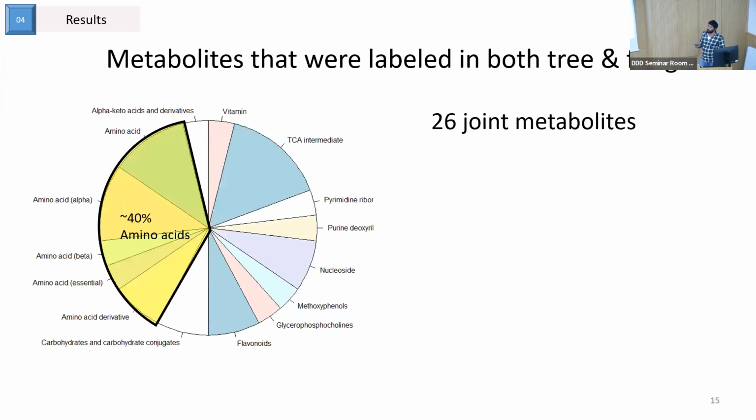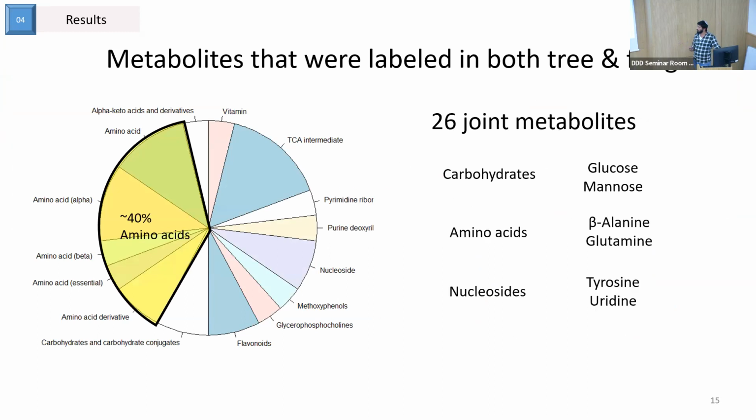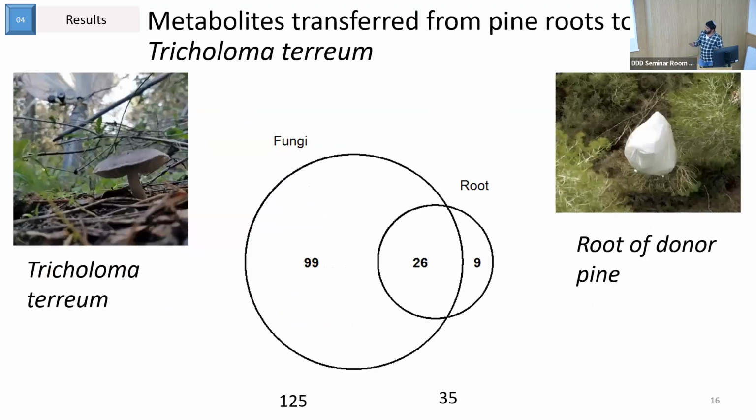If we look closely at these compounds, we again see a high portion of amino acids, but we also located some carbohydrates and nucleosides that were probably transferred directly from the tree to the sporocarp, because we locate them in both compartments. But we see also 99 compounds that are located in the Tricholoma, but are not located in the root. This is probably because some of them were metabolized from these initial compounds that were transferred to them.